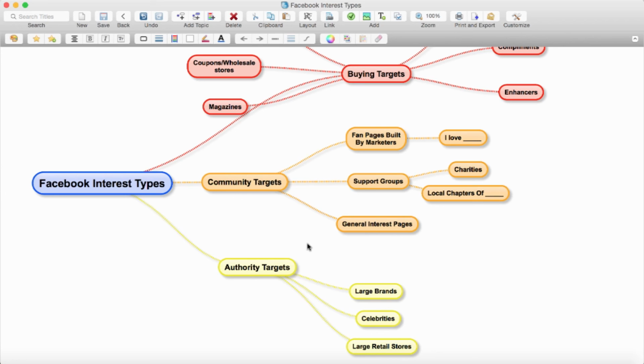So these are the three types of interests that we look at when targeting Facebook ads. And in the next videos, I'm going to show you how to utilize each of these interests in our three main stages of Facebook advertising.